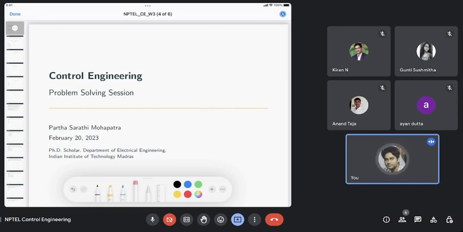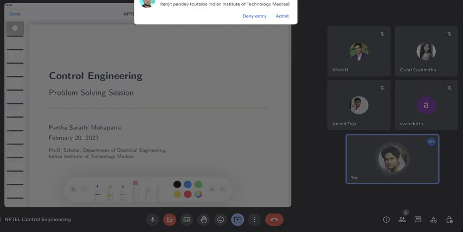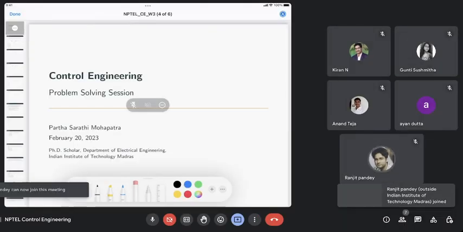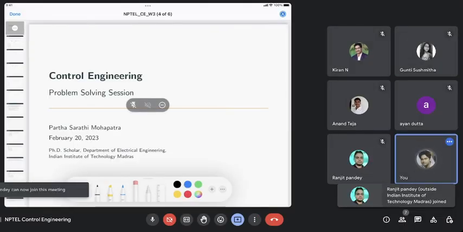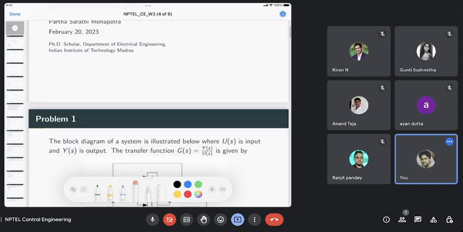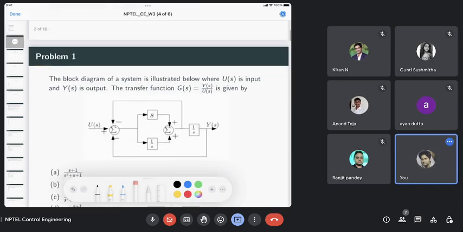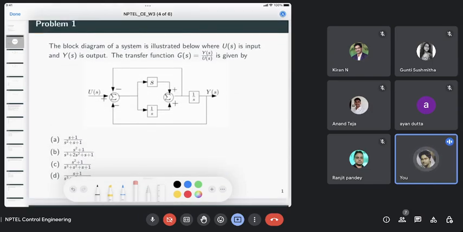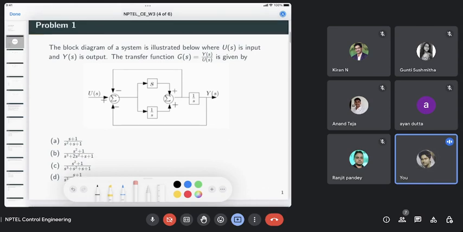Okay, so we'll discuss some problems on this topic. And also you have learned block diagrams, right? Initially you have some block diagram representation, and you simplify them using either block diagram reduction or signal flow graph. So we'll discuss some simple problems on that. Problem one: you have a simple block diagram representation of one system. You simplify it and find the transfer function.